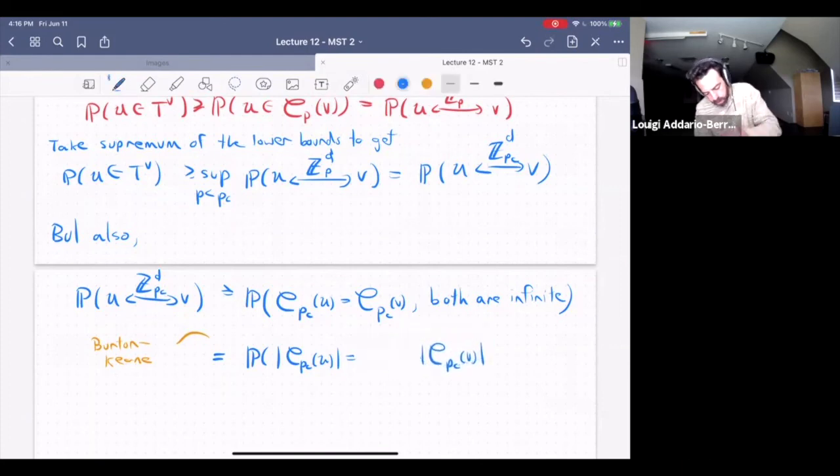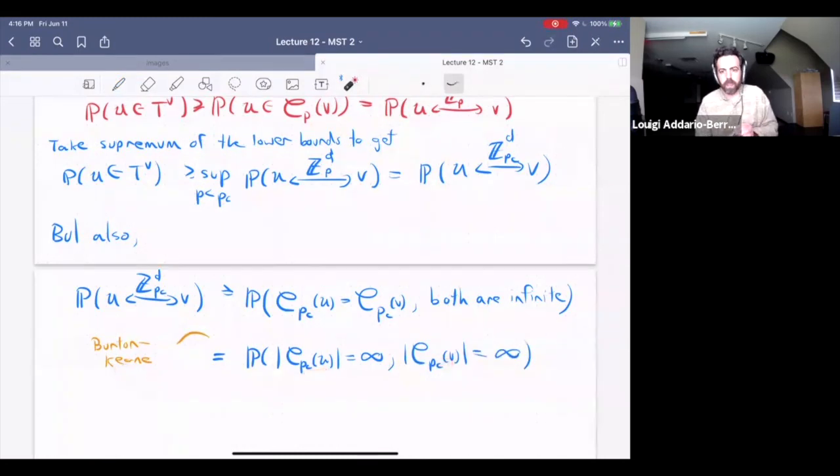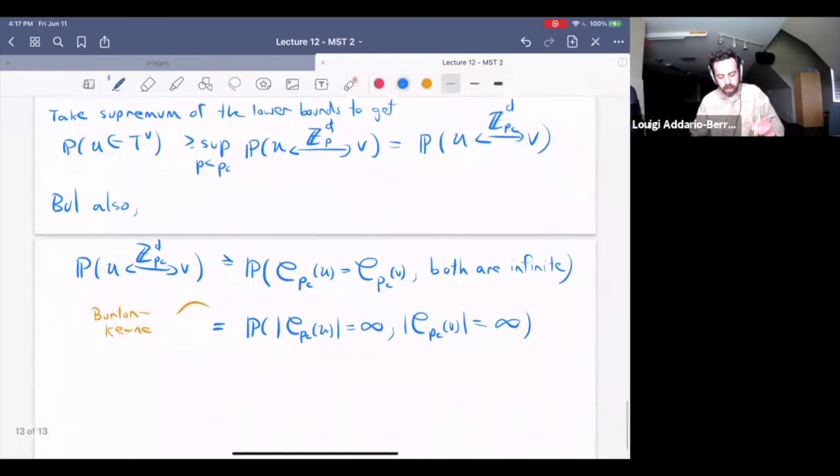Let me write that as the probability that they're both infinite, right? Because Burton-Keane tells me that if they're both infinite components, they must be the same component, because there's almost surely at most one infinite component. So this event and this event are the same up to a null event, and including or removing that null event doesn't change anything. Now, these two events are increasing, right? If I add more edges to the graph, then it only makes things more likely to be infinite.